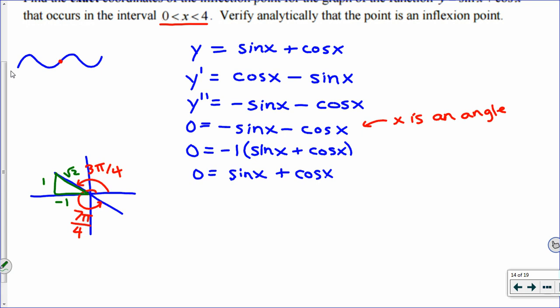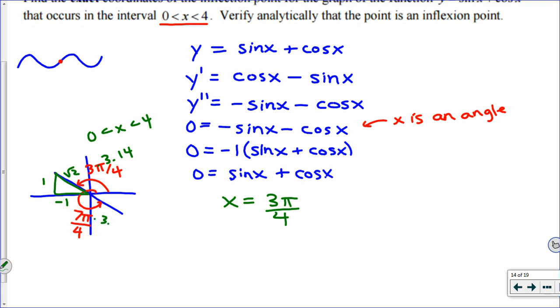3 pi over 4, this value, is approximately 3 times 3.14, about 9 divided by 4. That does come out in the 0 to 4 region. So I'm going to give that as one of my answers, that x could be 3 pi over 4. I'm going to check the other answer and see if it's also in the 0 to 4.